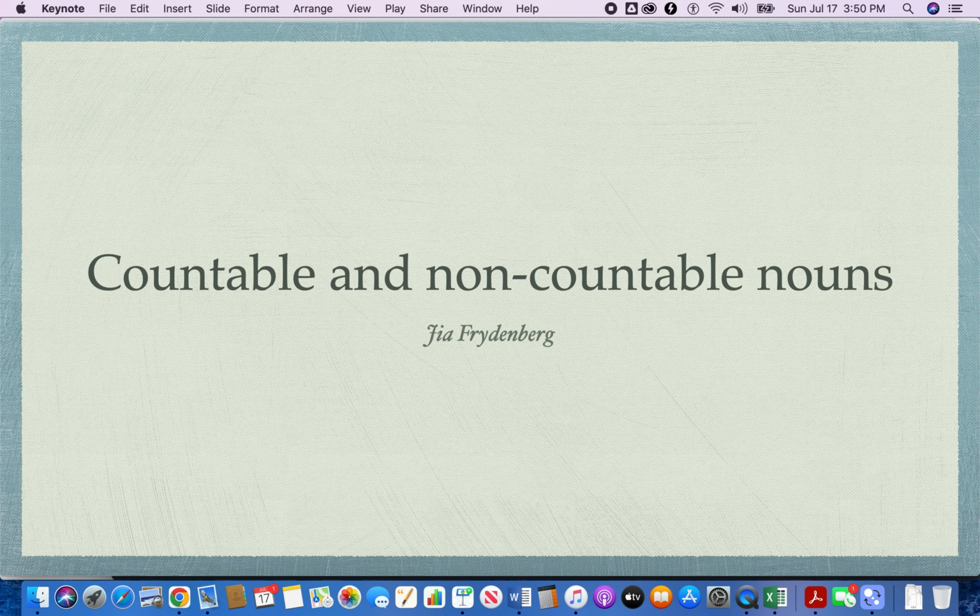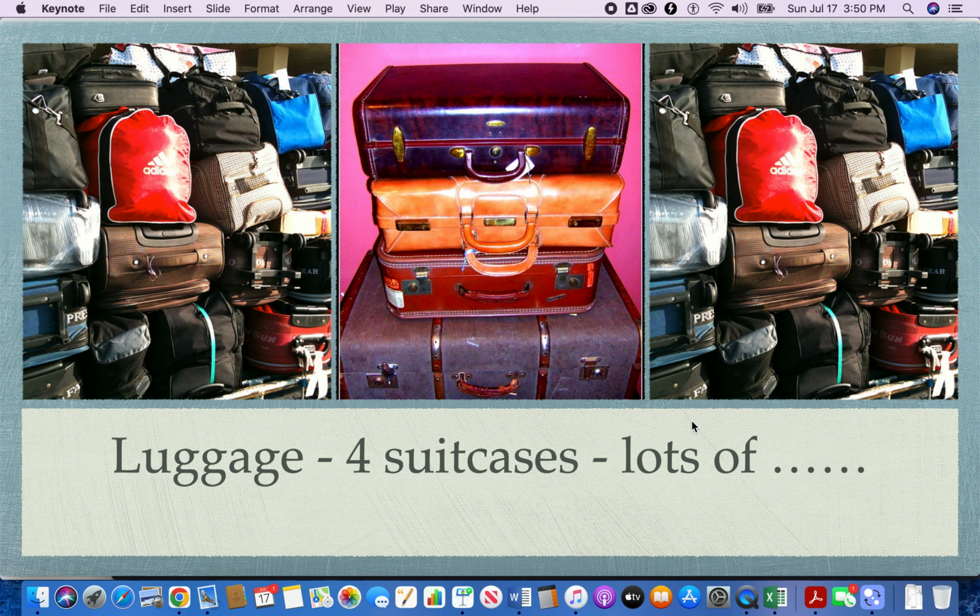Hey everybody, let's talk about nouns that can be counted and nouns that can't be counted. Well, here are some pictures of luggage. The left picture shows a lot of luggage. The middle picture shows 4 suitcases. And the picture on the right is the same as the picture on the left. So a suitcase is countable, but luggage is not.